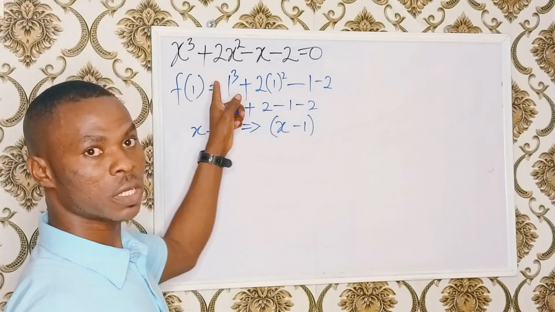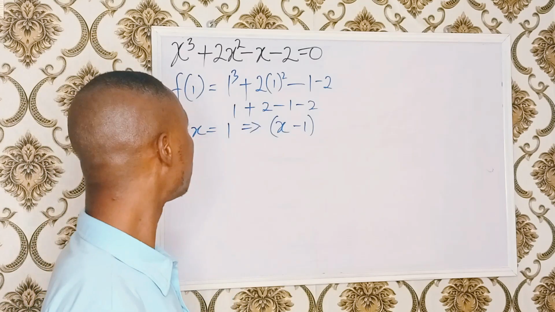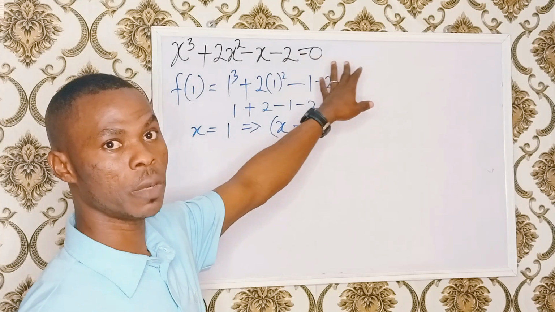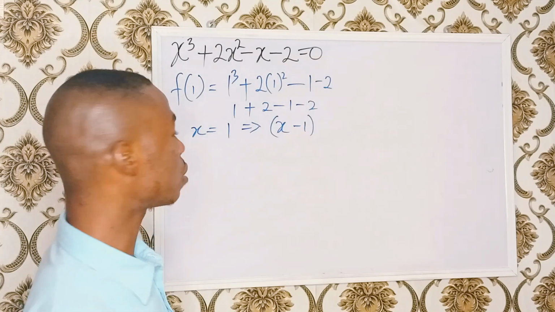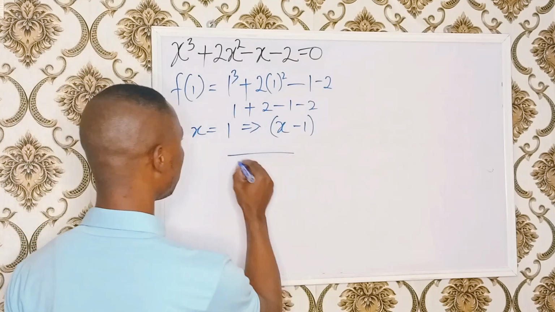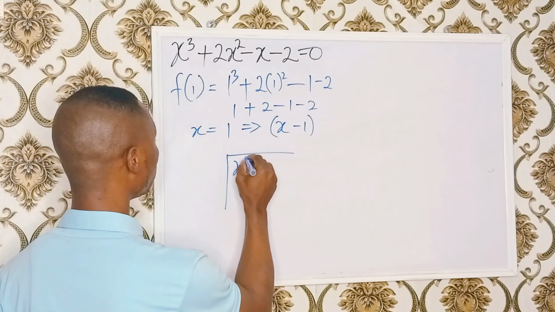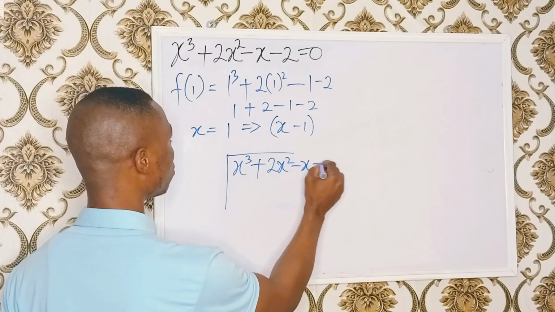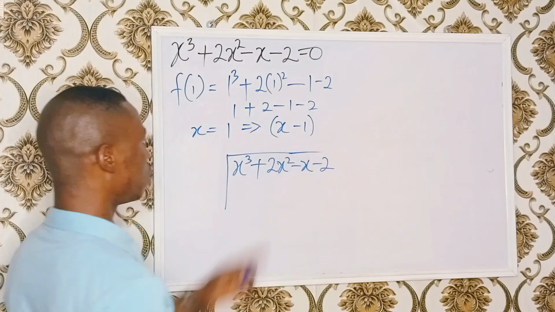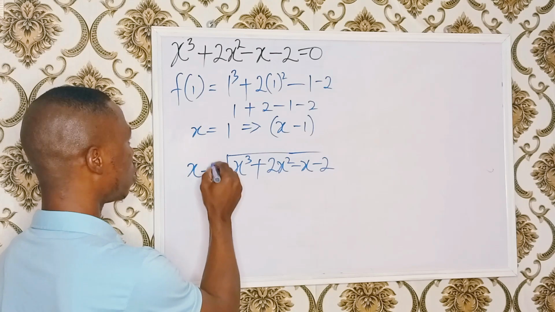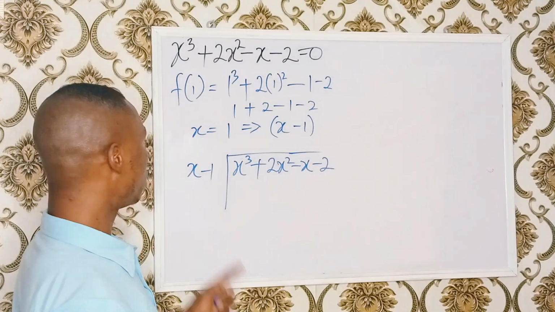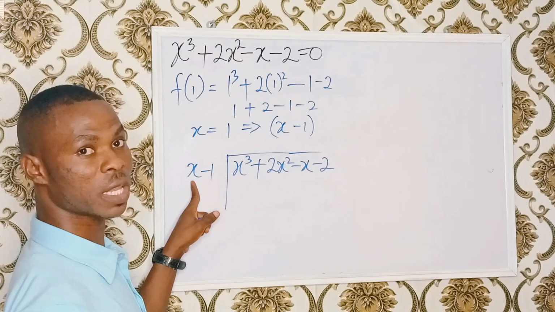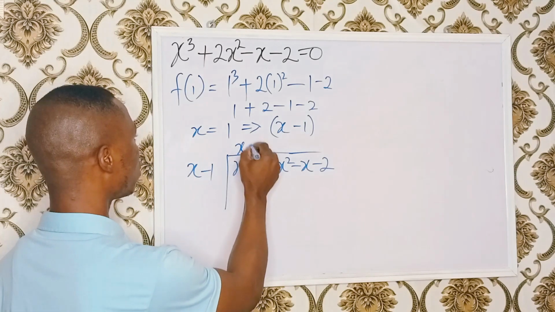Now to get the rest of the factors, we can actually use the remainder theorem. So we divide the whole polynomial by this factor. So let's quickly do that. x raised to power 3 plus 2x raised to power 2 minus x minus 2, divided by x minus 1. Alright, now we divide x raised to power 3 by x, that gives us x squared.